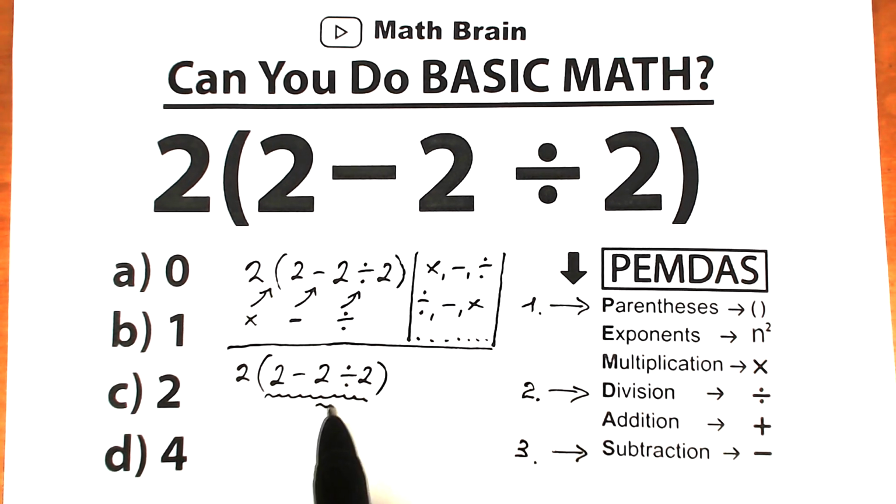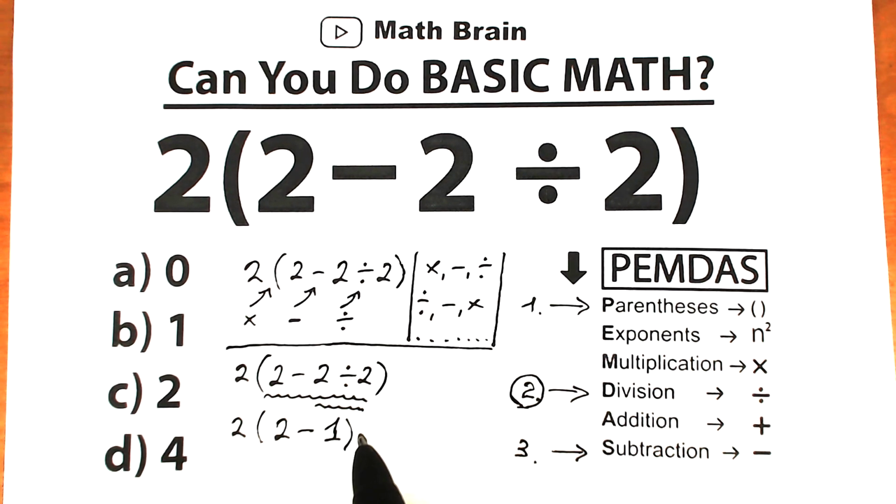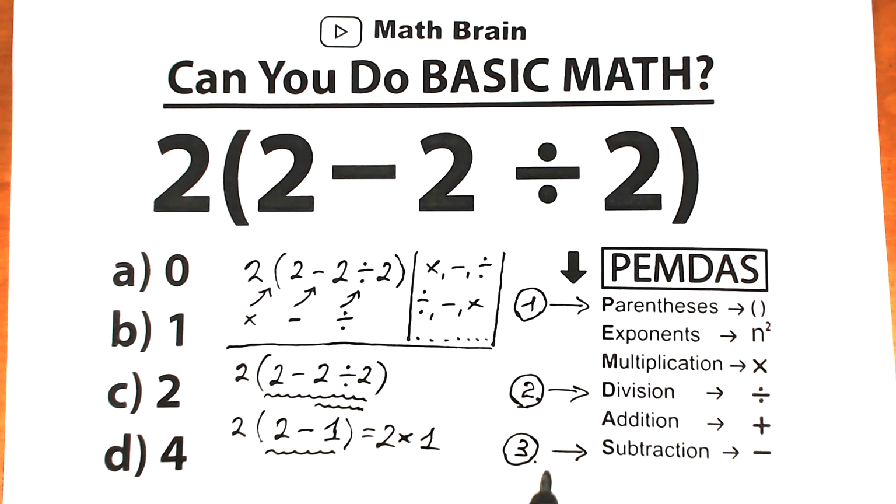So division is our second step. Inside the parentheses we have 2 minus 2 divided by 2, and 2 divided by 2 is equal to 1. Really great, we complete the division part. Finally, we need to subtract 2 minus 1, which is very basic subtraction. Don't forget about the multiplication outside these parentheses: 2 times (2 minus 1), and 2 minus 1 is equal to 1. So we complete the subtraction part, and obviously the parentheses part.